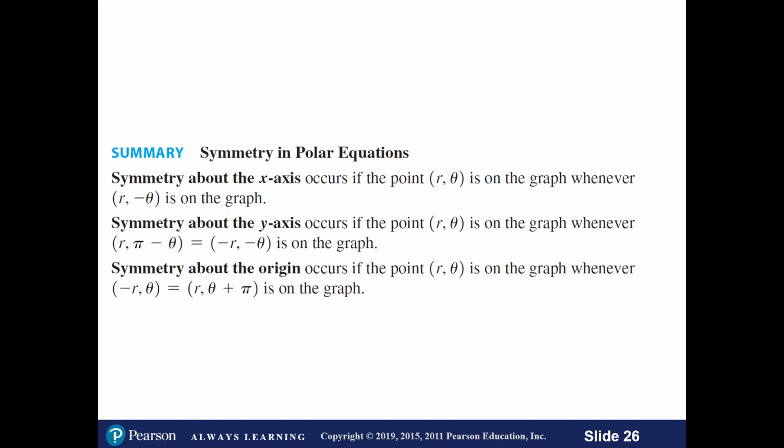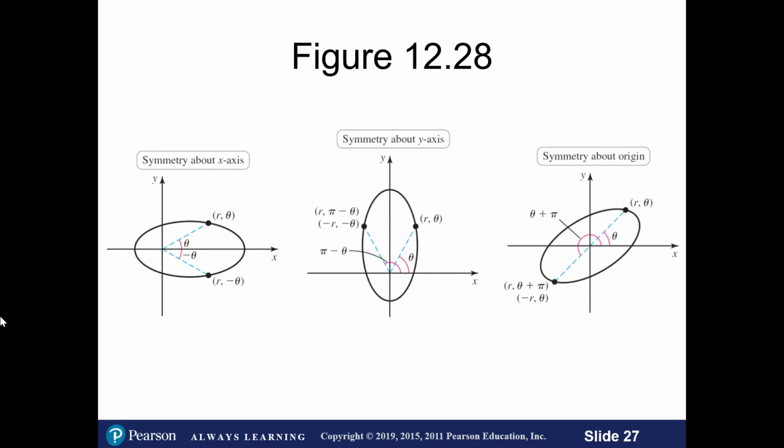We're symmetrical about the y-axis if the point r, theta is on the graph whenever negative r, negative theta is on the graph, or another way to look at that is r, pi minus theta. Again, we can always express points multiple ways, so that would mean r, pi minus theta is also on the graph. However you want to look at it, that's symmetry about the y-axis.